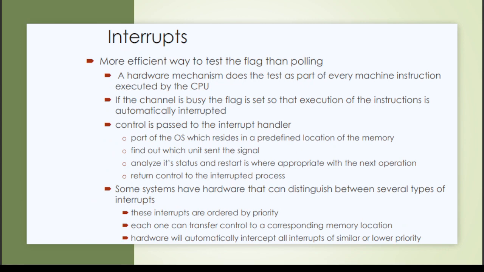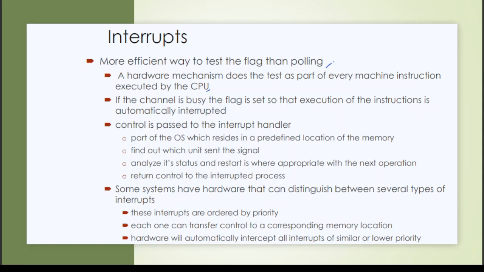Second type, interrupts. It is a more efficient way to test a flag than polling. In this, a hardware mechanism does the test as part of every machine instruction executed by the CPU. The device automatically sends a signal to the CPU that it needs to do some IO operation. If the channel is busy, the flag is set so that execution of the instructions is automatically interrupted.